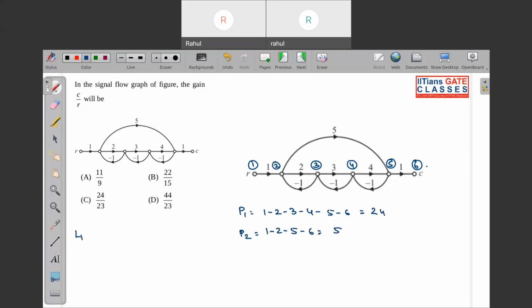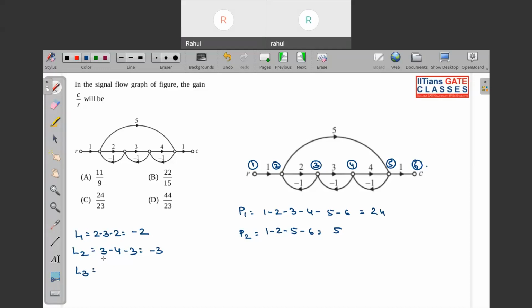So now what are the loops present over here? So L1 over here is 2 to 3 and 2. So 2 3 2. Loop gain is minus 2. L2 is 3 4 3 and loop gain is minus 3.